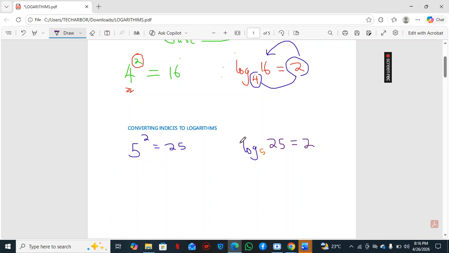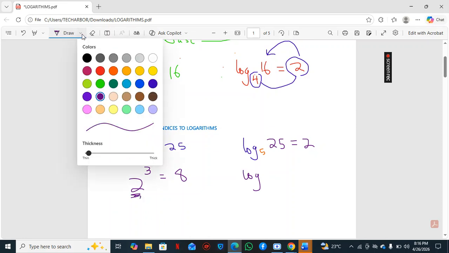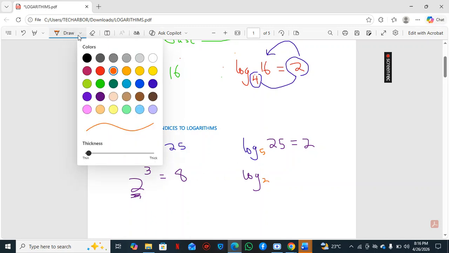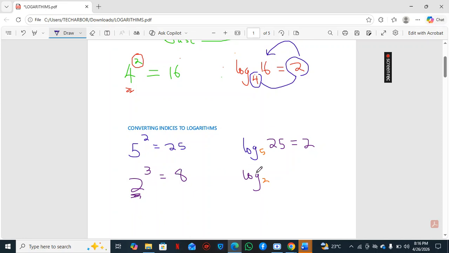Let's say, for example, we have 2 to the power 3 here. 2 to the power 3 gives us 8. We can write this in logarithm form. Remember, in this case 2 is the base, so we're going to put 2 as the base here. 8 is the value, the result of the multiplication. So you're going to put here this equals 3. So you're multiplying 2 by itself 3 times in order to get 8.